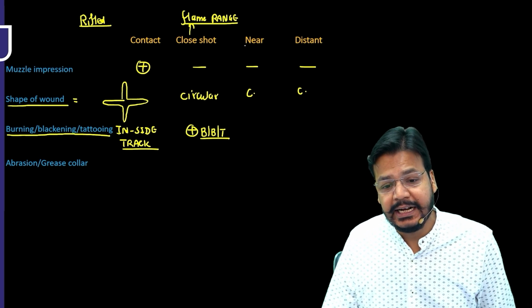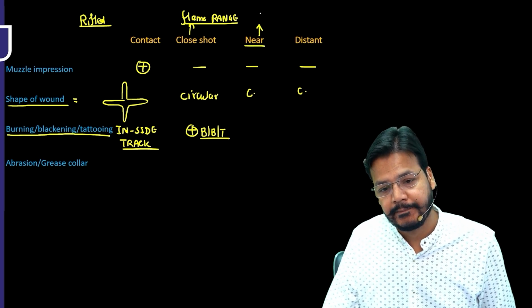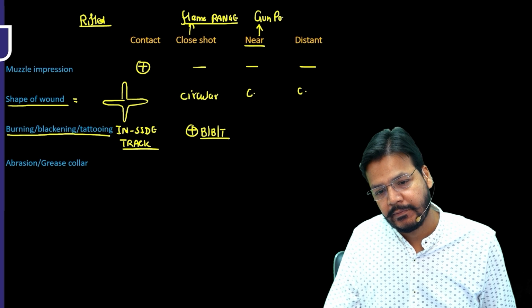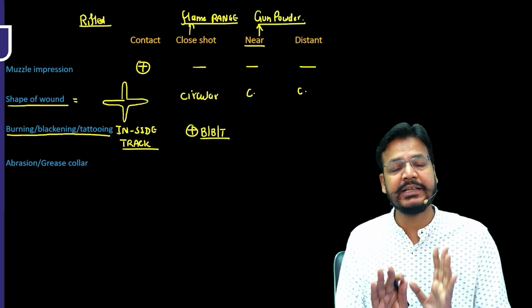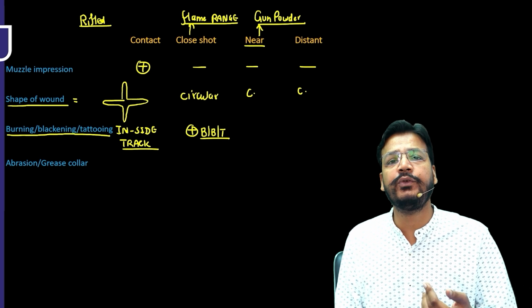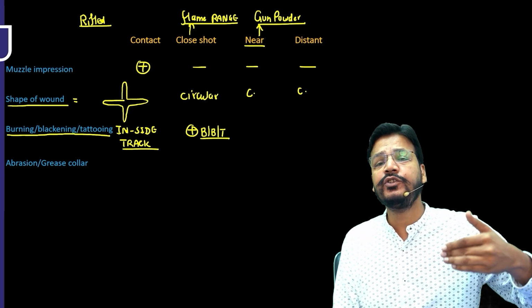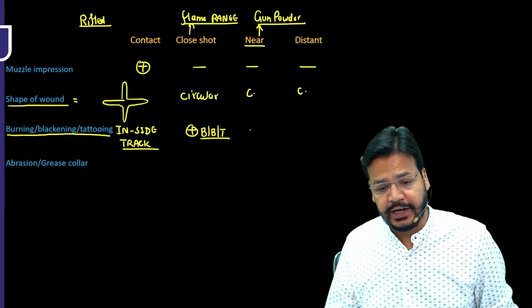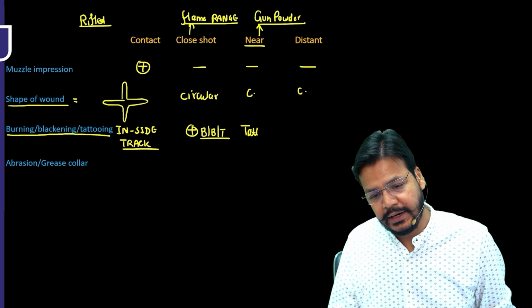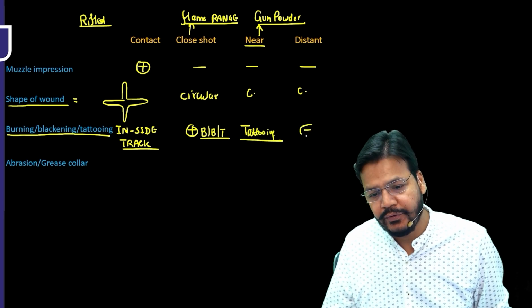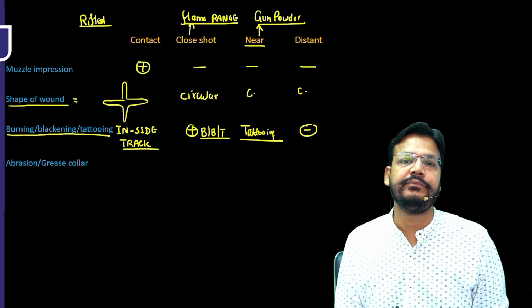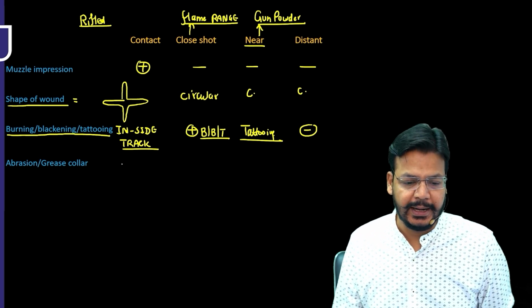But, sir, what about the range of gunpowder? Near range is the range of the gunpowder. As I told you, in gunpowder range, only tattooing is present because flame and smoke disappear before that. So it will be only and only tattooing in near range. In distant range, all will be absent.